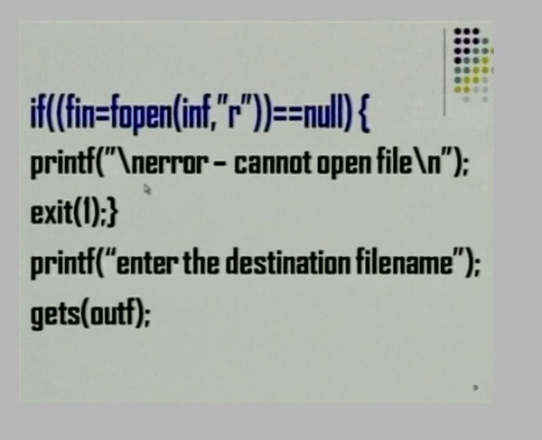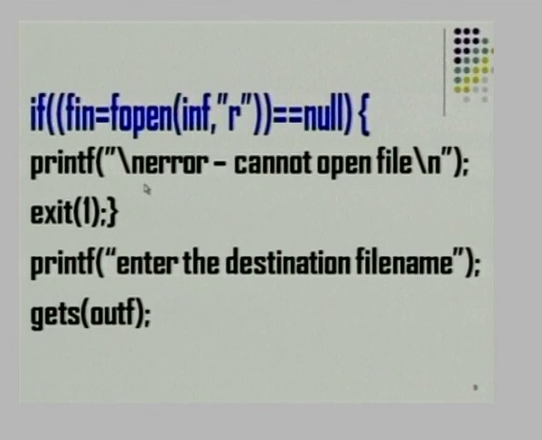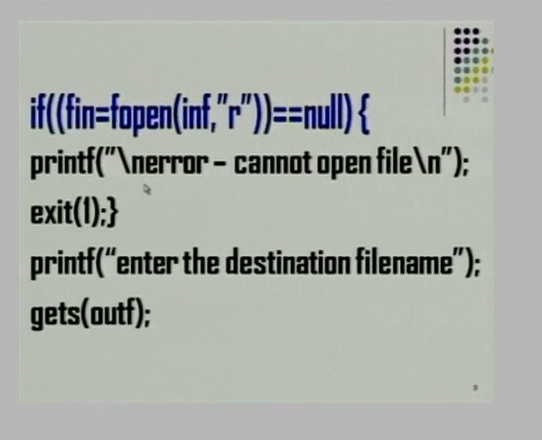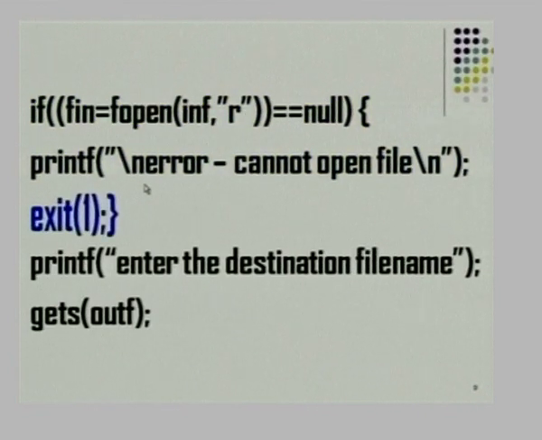Next you check if fn is equal to fopen, opening the file inf in read mode, whether it is possible, whether the file exists, whether it has data. If it is equal to NULL, then you printf, you cannot open the file, and you exit. You cannot continue with the program because the program itself is to read and write. When you cannot do the first operation of reading, there is no point in proceeding with the program. So you exit.